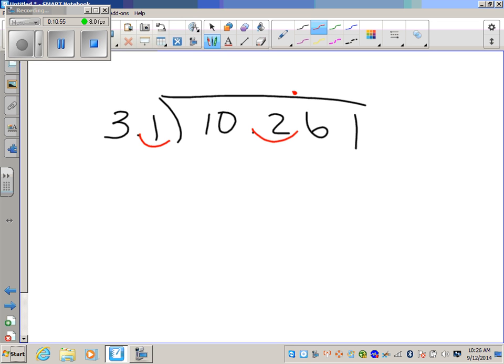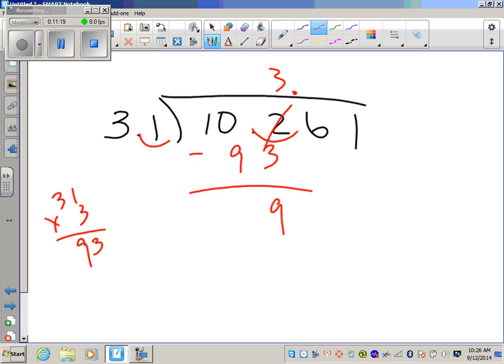Does it go into 10? How about 102? Yeah. Now we'd say what? If you'd estimate how many times does 30 go into 100, you'd say 3. And if you don't know what that is for sure, then just find out. 31 times 3 is 93. So we will subtract from the 102, and we should get 9.